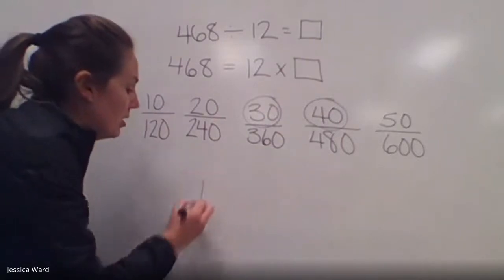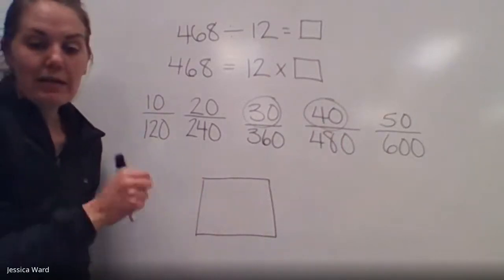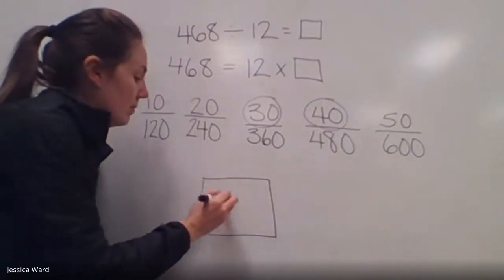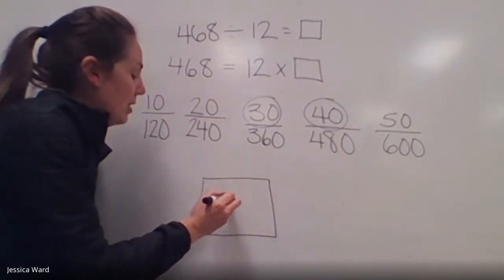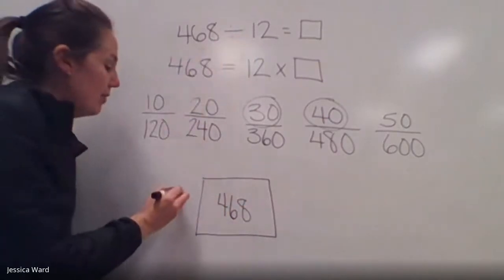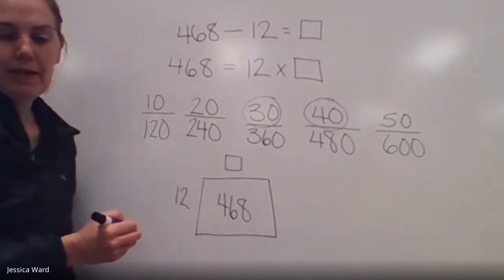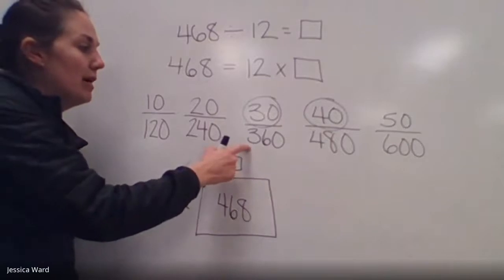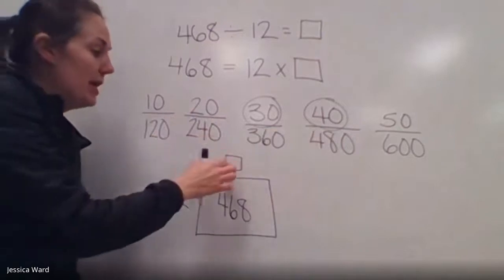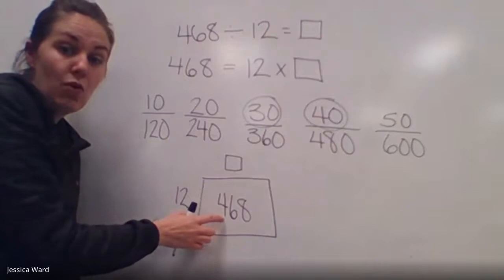So we're going to start with our rectangle. Remember, we're thinking of area as length times width. So our total area would be our dividend, 468. Our divisor is 12. And so we're trying to figure out the quotient, right? So we know that when we multiplied by 30, we got 360. When we multiply by 40, it's too high. So we can't put 40 in here because that's going to get us over our number.